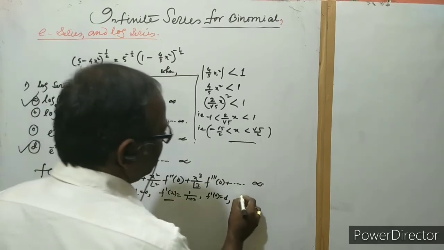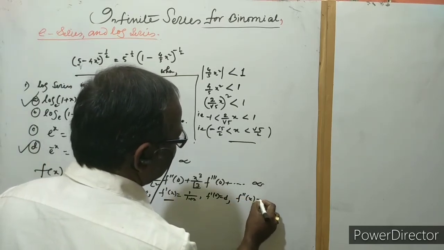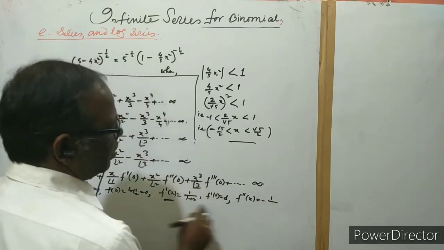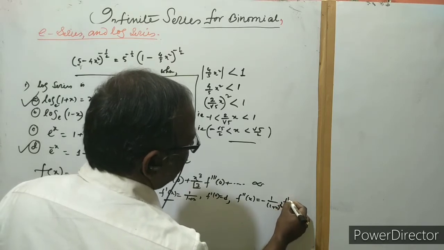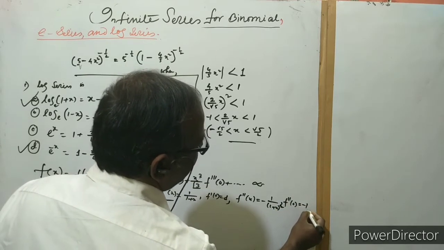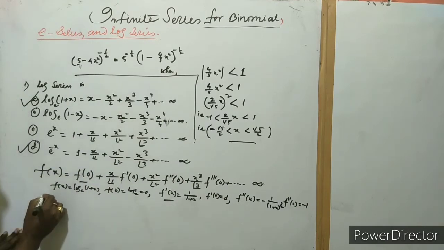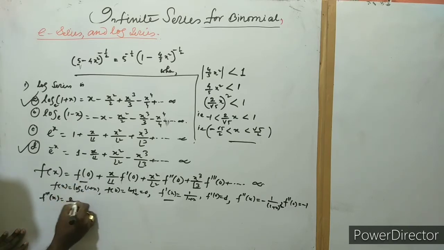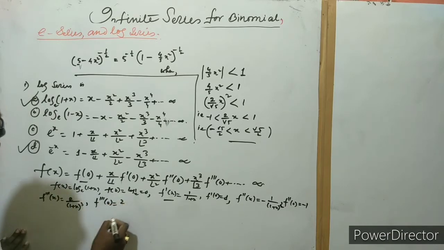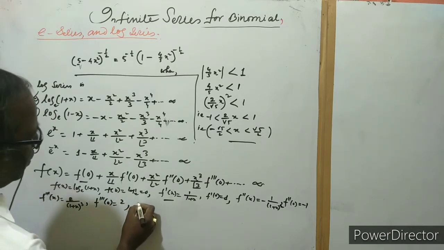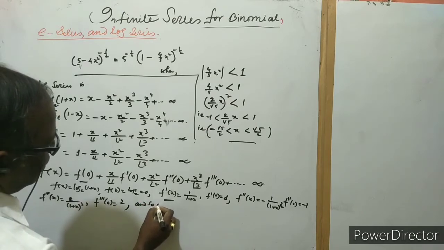Again we differentiate this, f dash x. Then we get minus 1 by 1 plus x whole square. Then f double dash 0, we get minus 1. And furthermore f triple dash x is 2 by 1 plus x whole cube. So f triple dash 0 is equal to 2, and so on.